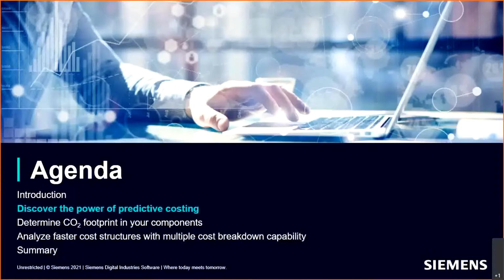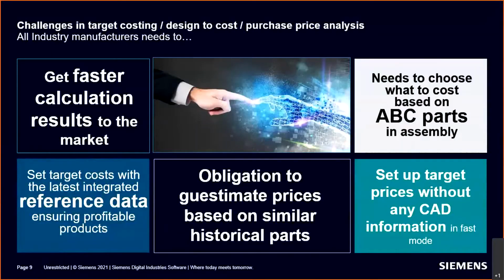So the first point is discover the power of predictive costing. Basically, what we see in the market is that we need to get faster calculation to the market. We need to choose what to cost from the ABC parts because our assemblies are simply too large. Sometimes I cannot be bothered to cost all the B and C parts. I can only focus on the A parts because they are the most expensive or the cost drivers of my product. The B and C I can reuse from SAP, yeah? But what if there are some saving potentials in the B and C parts? We will talk about that later.